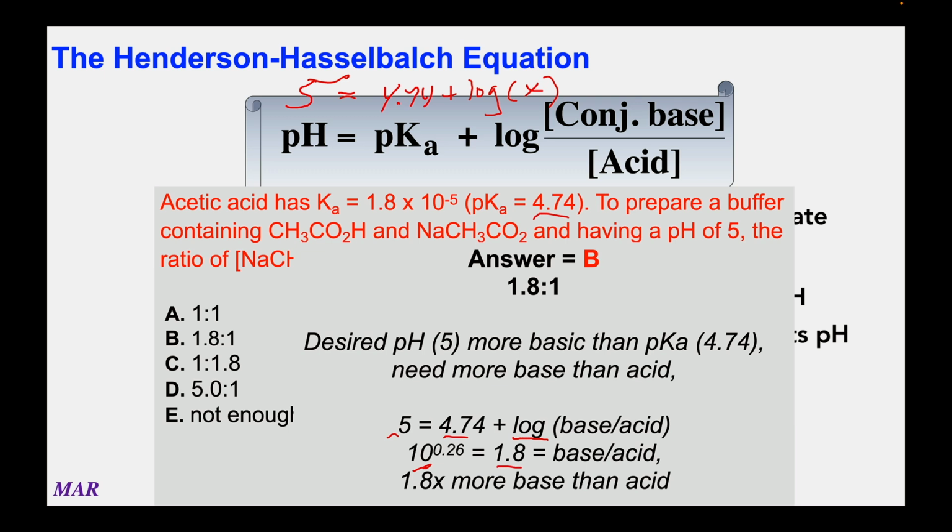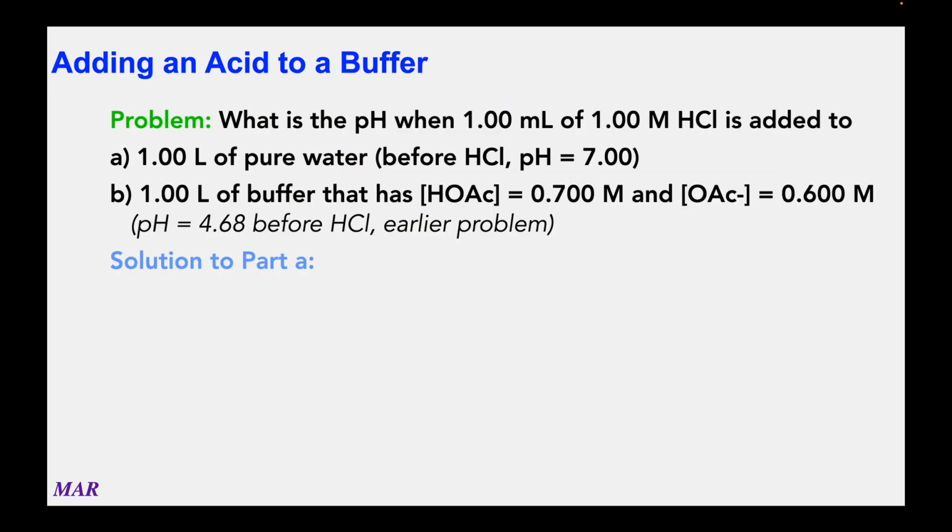And what that tells you is you want 1.8 times more base than acid. So if you put 1 mole of acid in, you want 1.8 moles of base in, stuff like that. It's pretty handy. It's a great way to figure out how much base and acid you can use, stuff like that. So here's a question.